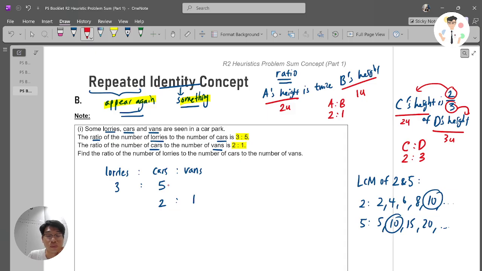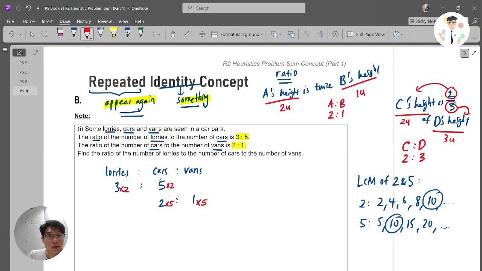How do I make it become 10? Times 2. Then if I times 2 here, I will also need to times 2 here because they are actually comparing each other, right? 3 and 5. So I need to times 2 here. These two, I need to times 5 to become 10. And if I times 5 here, I need to times 5 here as well.